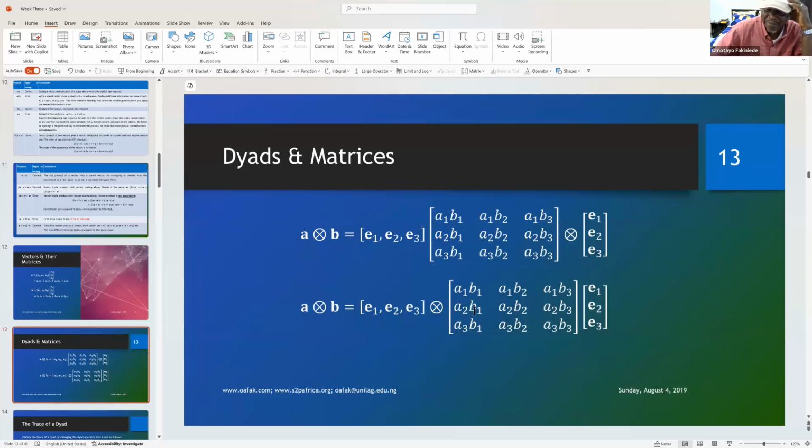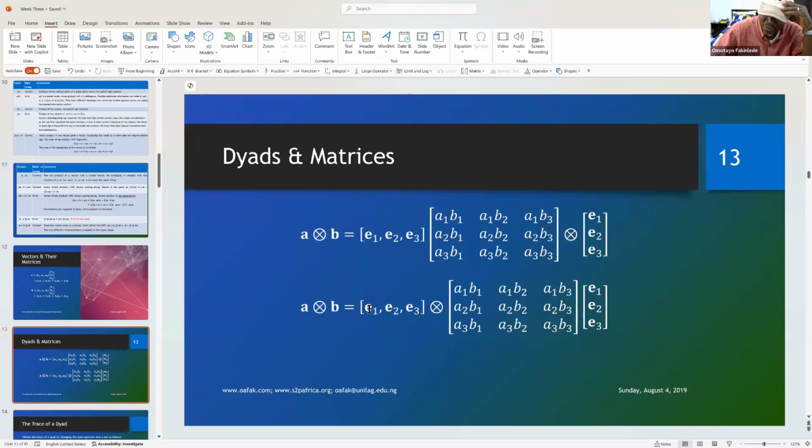you can also get the same thing out. But remember that between the 2 vectors, whether they are written in matrix form or not, there must be that dyad symbol. So you don't just multiply them as if you are multiplying ordinary numbers. You must multiply them tensorially.